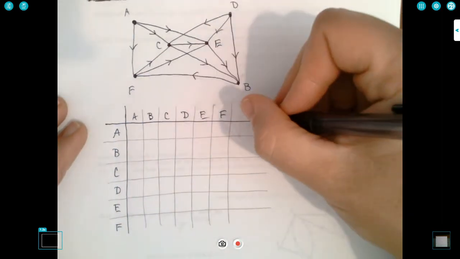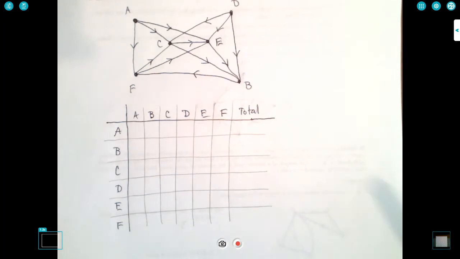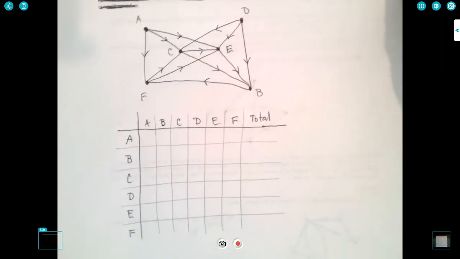And then I'm going to have a total. Okay, so let's see if we can do this. I'm going to use pencil in case I make a mistake.